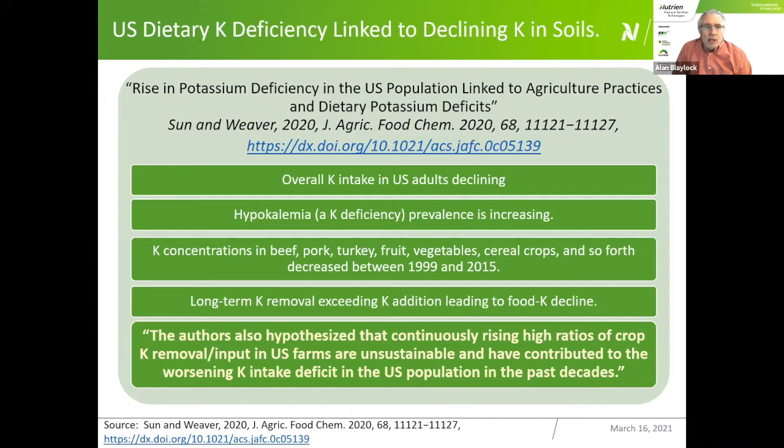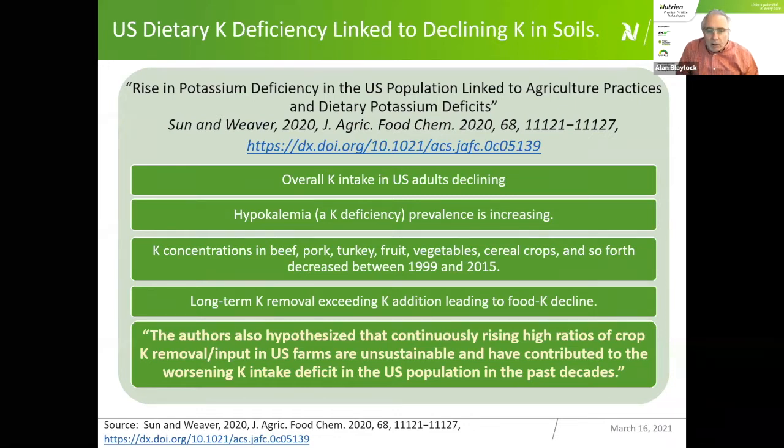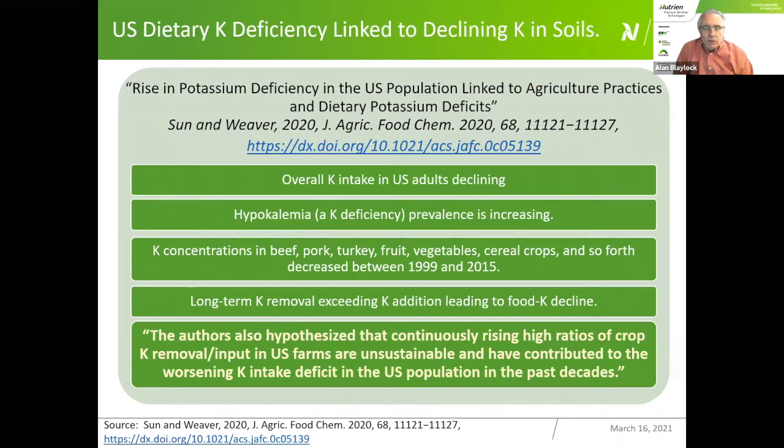The title is Rise in Potassium Deficiency in the U.S. Population Linked to Agricultural Practices and Dietary Potassium Deficits. So there were a number of interesting findings, and the research group here took a look at all kinds of fruits and vegetables, and they surveyed some medical data on human nutrition. There are lots of sources for this information listed in the paper. For those who are interested, you can look it up. I've given you the reference there.